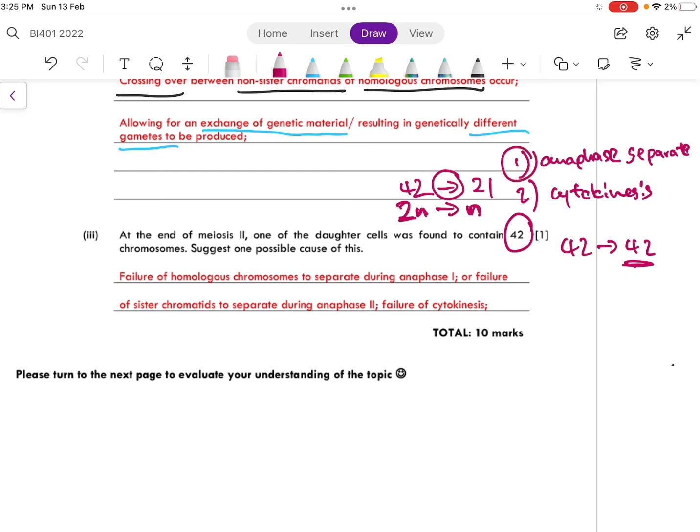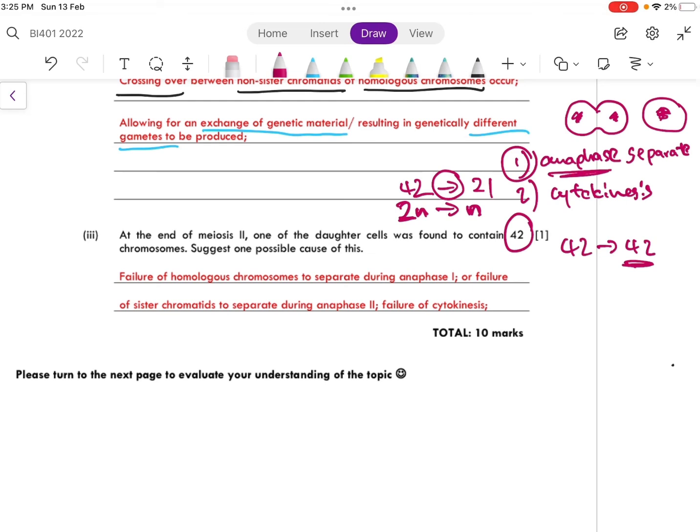So what could be the possible cause that results in the same number of chromosomes before and after? Number one, anaphase may have been affected in some way, causing the chromosomes not to separate into two separate cells. There may have been an issue there. Number two, maybe the cell didn't even divide into two, so everything still remained together. And if it remained together, we will still have the same number of chromosomes before and after.